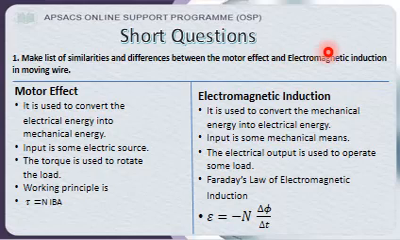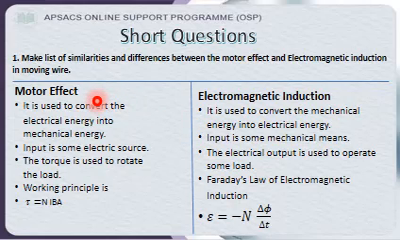Next, when there is a motor effect, the input is some electric source, meaning we are providing current to move the shaft, converting electrical energy into mechanical energy. Similarly, for electromagnetic induction, the electrical output is used to operate some load. We produce this electric current in the AC generator by moving the shaft with some mechanical source.